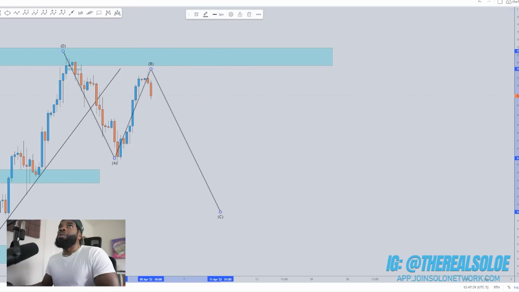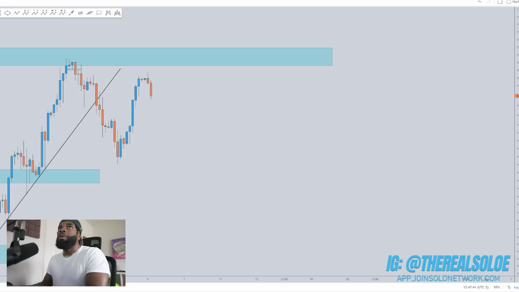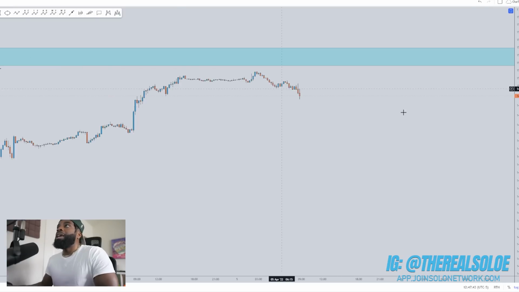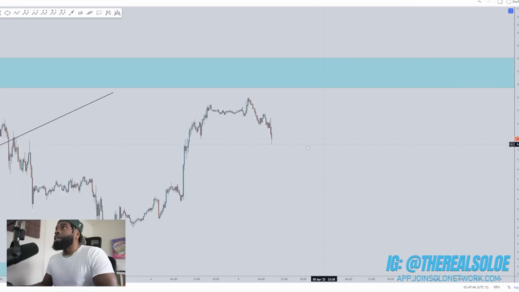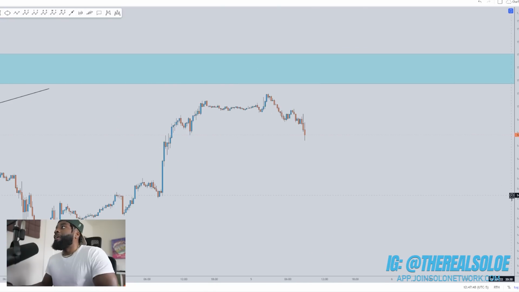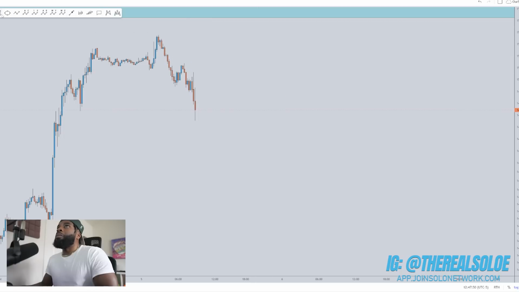But then what I'm going to do is scale down to a smaller time frame. So we're going to go straight to the 15-minute, and then we're just going to start looking for our entries. How do we look for entries on the 15-minute? Very simple. You will wait on the market to retrace after it has done an impulsive wave. So right now we are in an impulsive wave, so I just need to wait on the market to pull back.